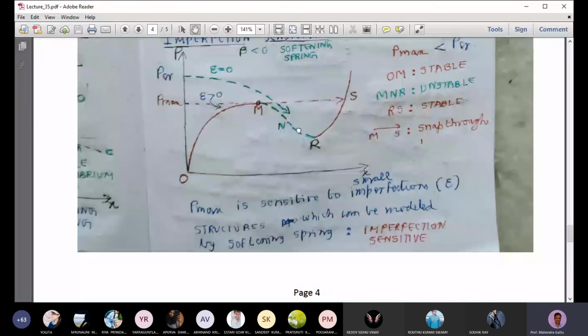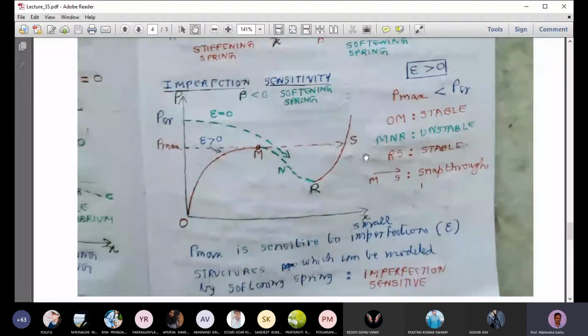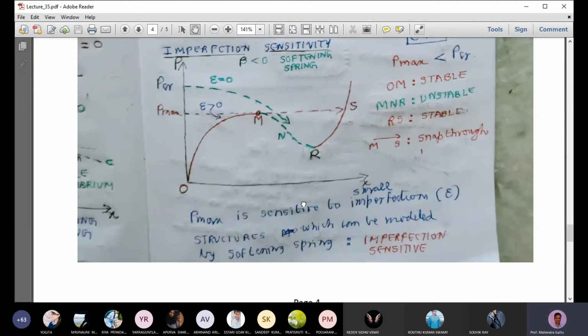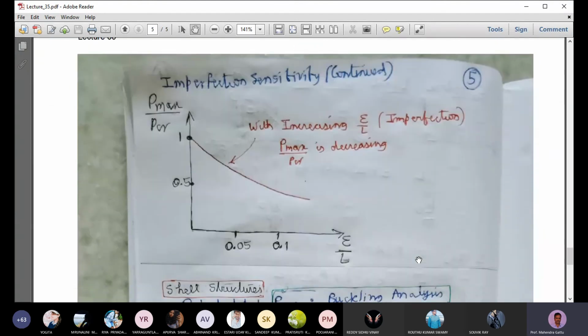I'll show you. So the main point here is there is something called snap through buckling and all, but for that I had to describe some more ideas, like a different figure and all, truss diagram, and I had to show that. So probably I'll not explain that. So main thing I'll convey is that the P max is less than P critical, and for softening springs, there is this imperfection sensitivity coming into the picture. So this is what is happening.